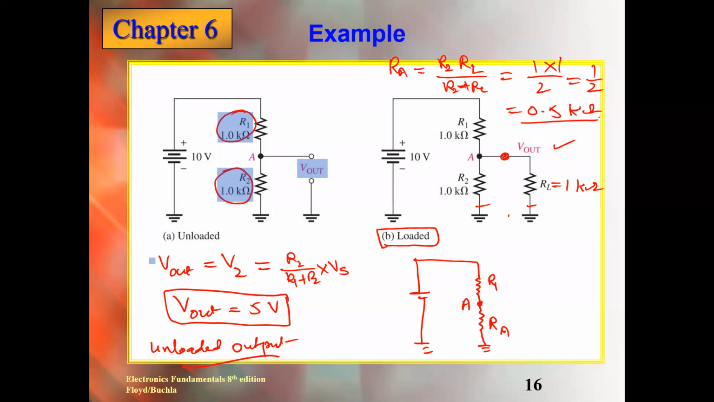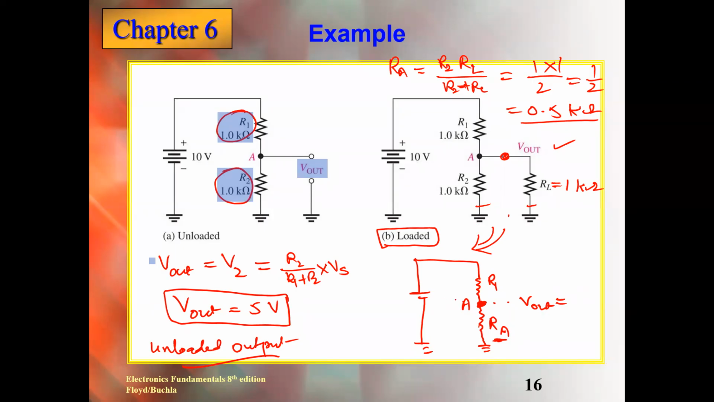So now we know RA, and this is V out basically. Now you can apply the voltage divider here. Basically we need to first find this equivalent circuit, then we can apply the voltage divider. So what will V out be? V out will be the voltage across RA. Getting the point? So what will the voltage divider formula be now?